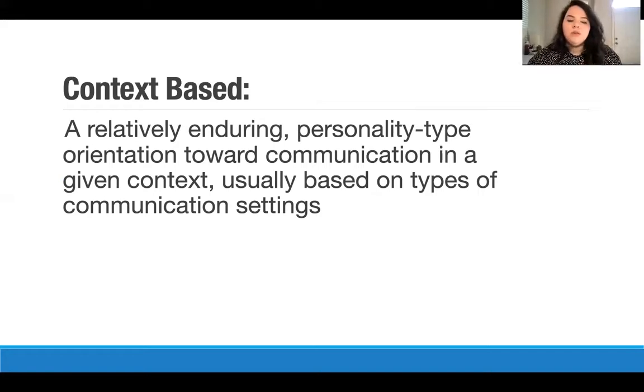Context-based is also a relatively enduring personality type orientation, except in this instance, we're talking about a given context, usually based on types of communication settings. So it's not so much that you have a general fear of public speaking, but you may not like to get up on a stage and do it, or you may not like to speak on a web conference. That context is important to you as you manage your anxiety.